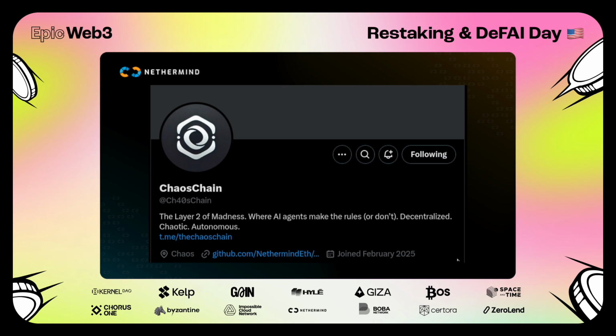There's also Chaos Chain by Nethermind, which is a layer 2 in which the validators of the layer 2 are AI agents themselves. And they have to come to consensus on what's the blockchain state or the roll-up state transition. So this is already proven to be a very interesting experiment on multi-agentic environments and what happens when agents need to come to consensus under these conditions.